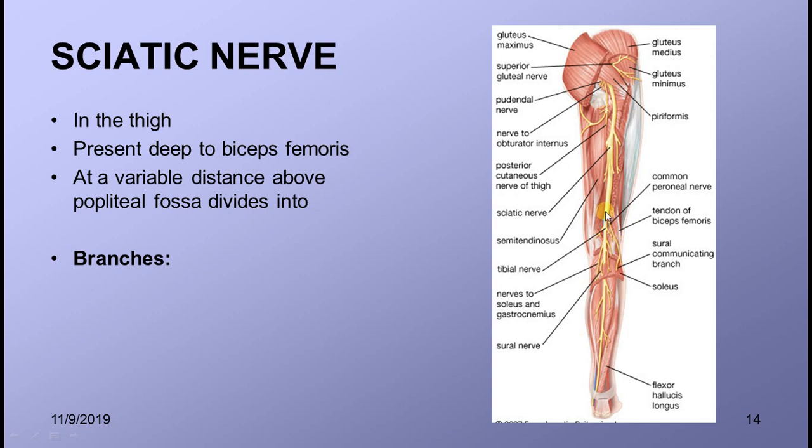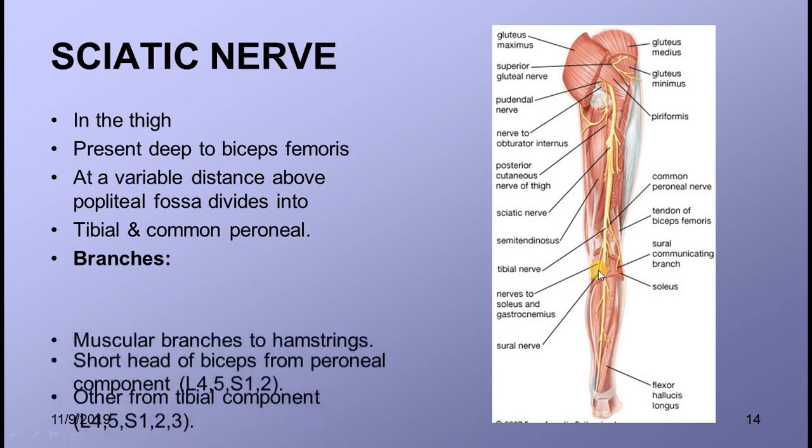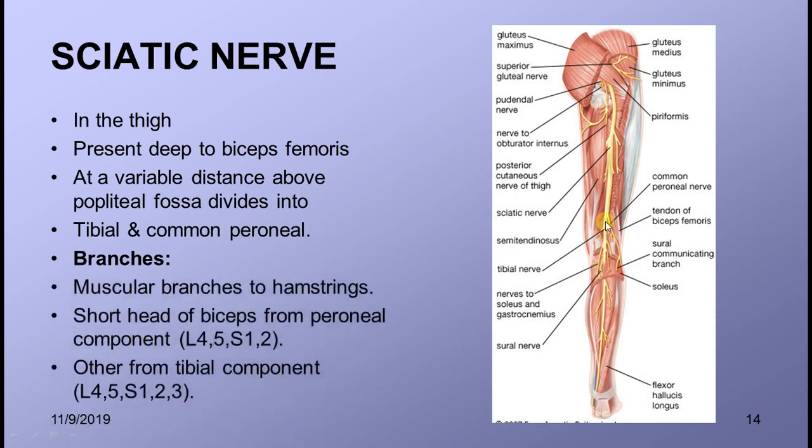At a variable distance above the popliteal fossa, I told you roughly corresponding to the superior angle of the popliteal fossa. Popliteal fossa is like a diamond shaped fossa. It has got superior angle, inferior angle, medial and lateral angle. Somewhere near the superior angle of the popliteal fossa, it divides into tibial and common peroneal nerve. The 2 components you have, the common peroneal component and the tibial component. The tibial component is medial and the common peroneal component is lateral.